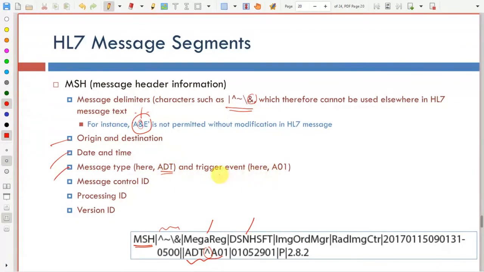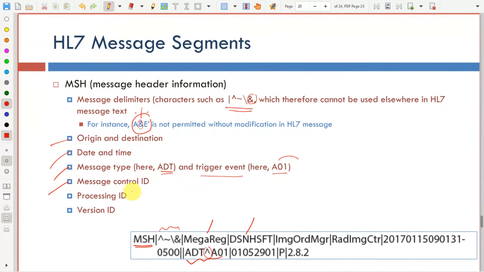Sometimes you have a trigger event. The trigger event is the event that triggered this particular message. Each one of these, if you have A01, for example, has some interpretation. It means a certain thing that is different from A02, for example. So you want to know exactly which one of these it is, for example, admission or discharge or transfer. You have to define it in the trigger event.